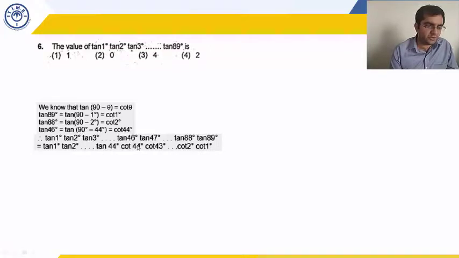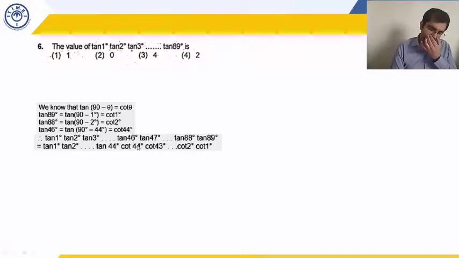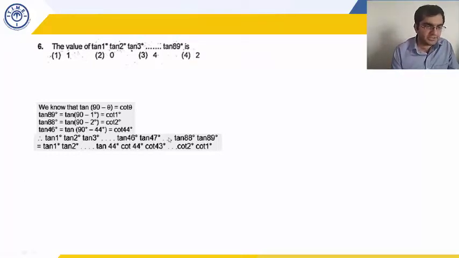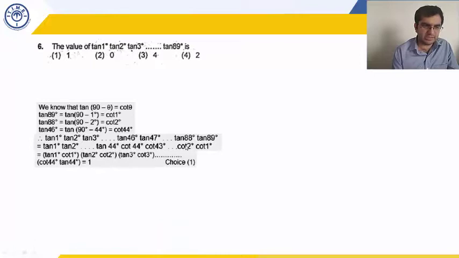So tan 44 into cot 44 will be what? What is tan theta into cot theta? Tan theta into cot theta is 1 because cot theta is 1 by tan theta. So tan 1 into cot 1 is 1, tan 2 into cot 2 is 1, and all of them get multiplied. They form pairs to get the final answer as 1.